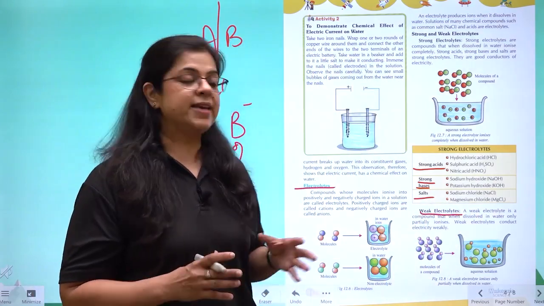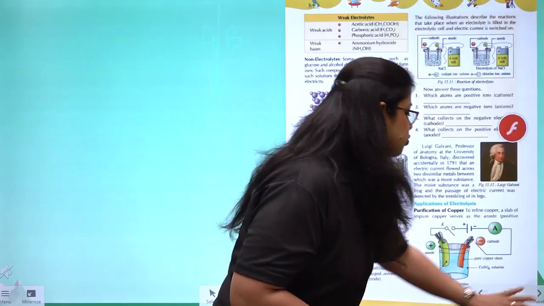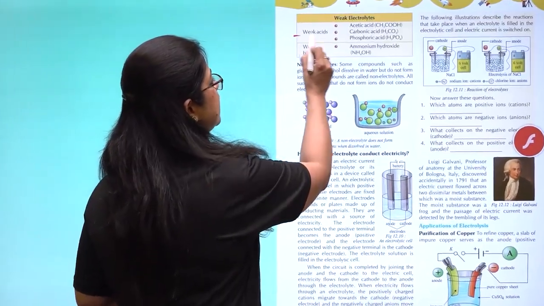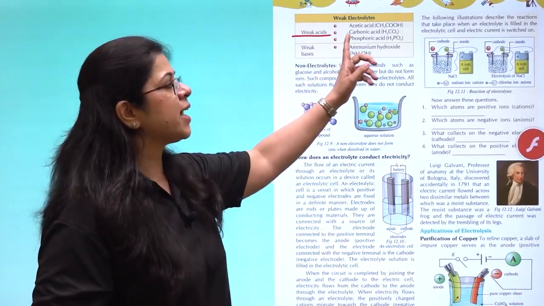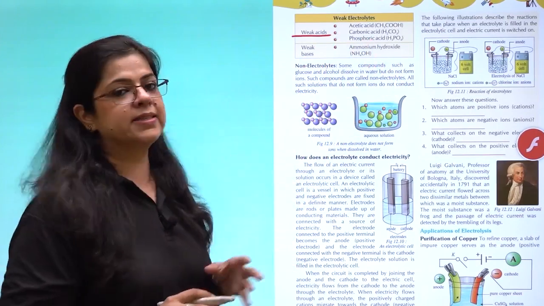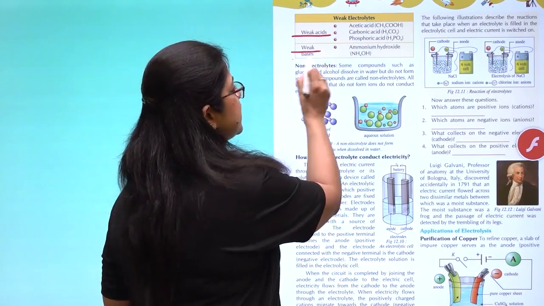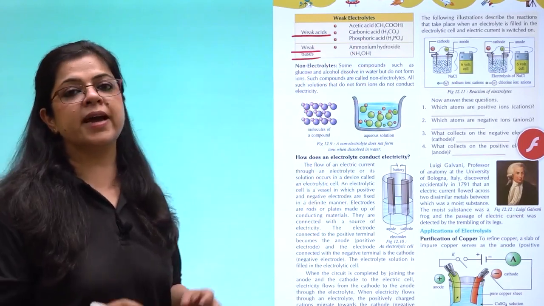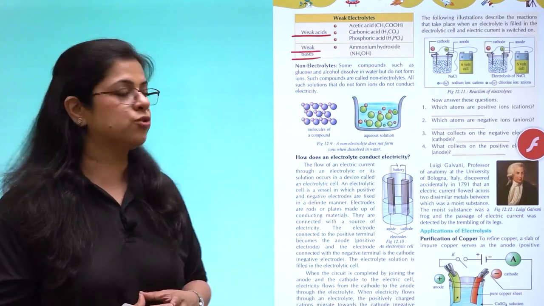Let us now take the example of weak electrolytes. So as we can see, weak acids like acetic acid, carbonic acid, phosphoric acid are weak acids, and weak bases like ammonium hydroxide are also weak electrolytes.